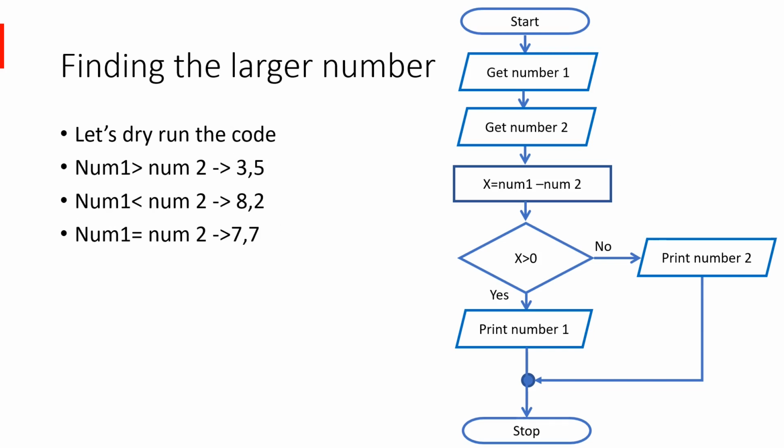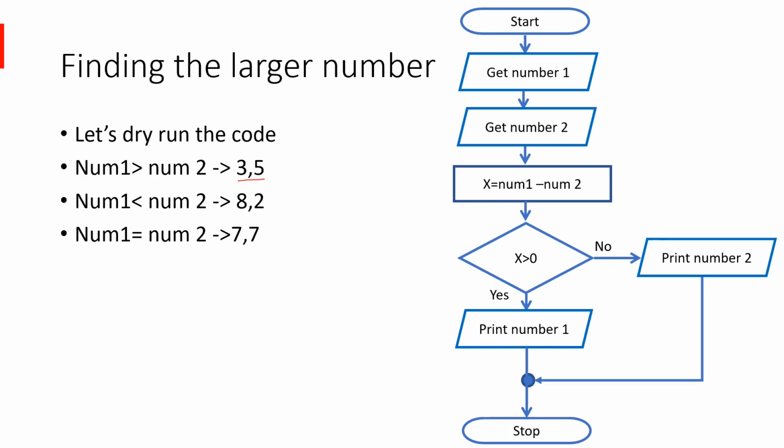Okay, this is one of the examples I discussed in my previous tutorials. Let's dry run that example and see whether it does its real job. In order to do that, I will consider three different situations. I will pick numbers where number one is larger than number two, number one is less than number two, and number one equals number two. Let's consider this situation, numbers three and five.